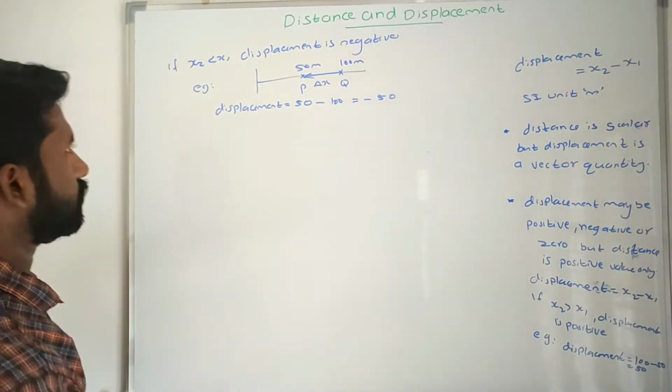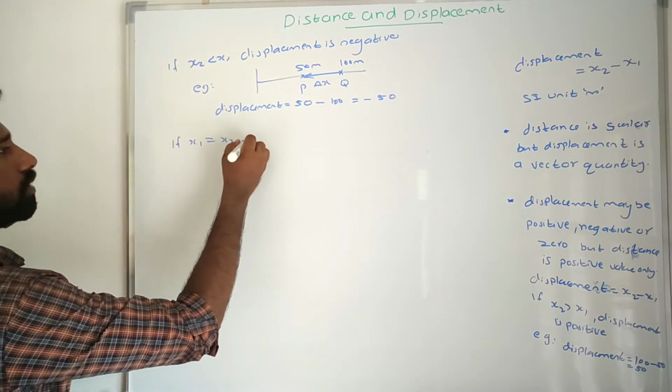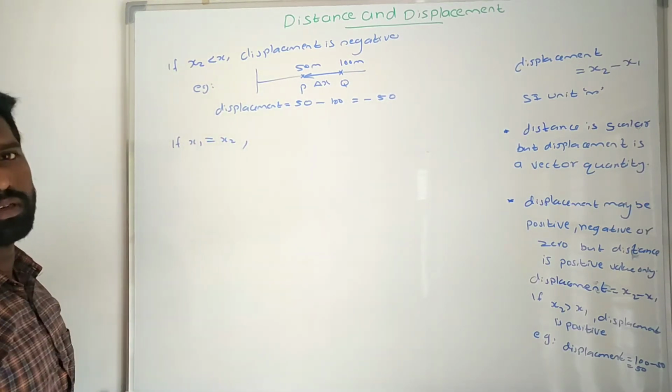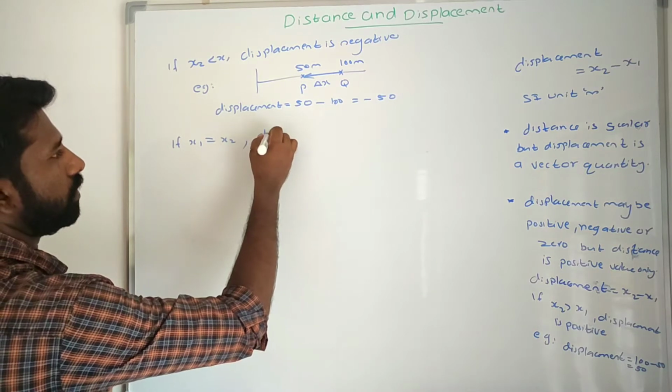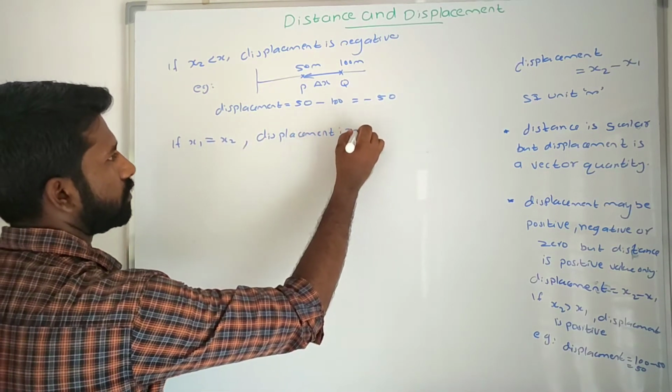Then the third case: if x1 is equal to x2, what do you get for x2 minus x1? x2 minus x1 is 0. So that time the displacement is 0.